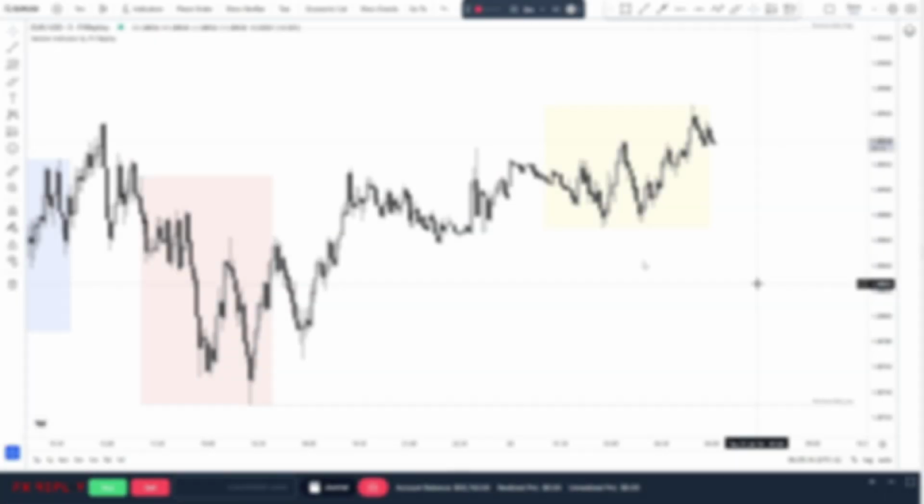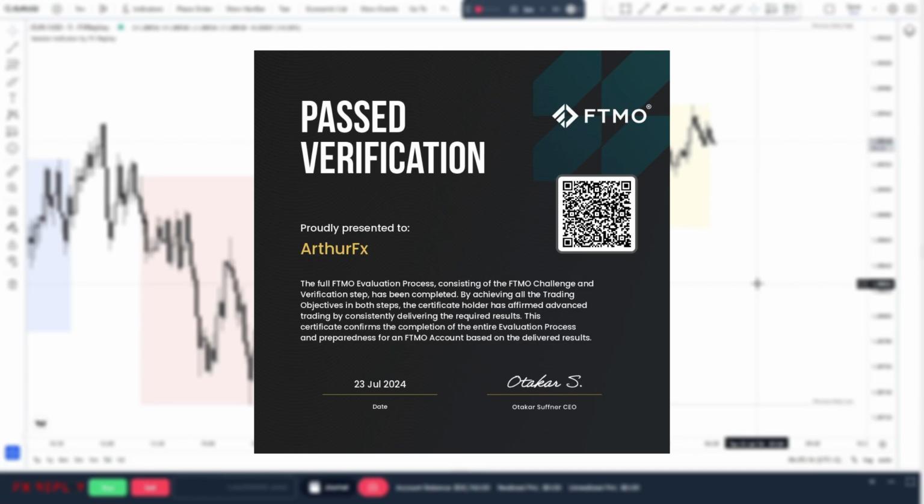So this is how I passed my 50K FTMO challenge, trading Euro USD.